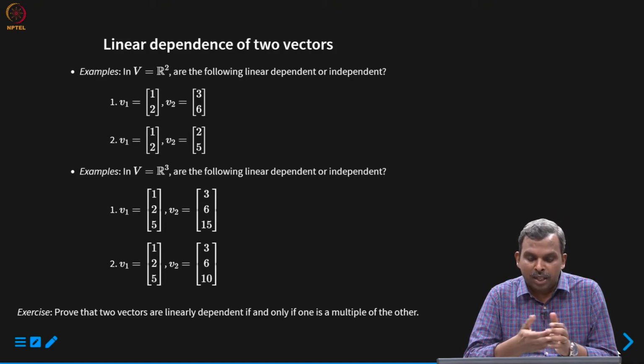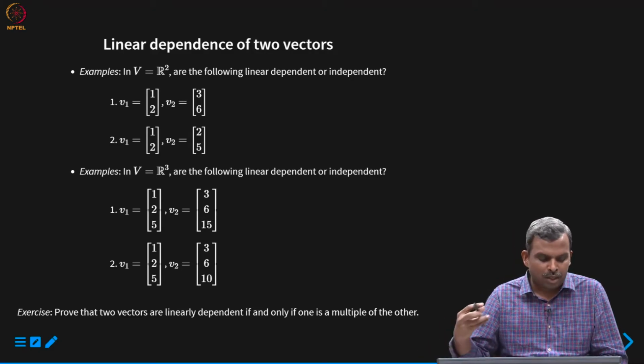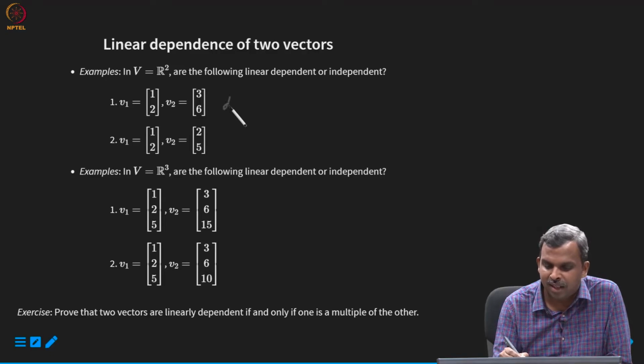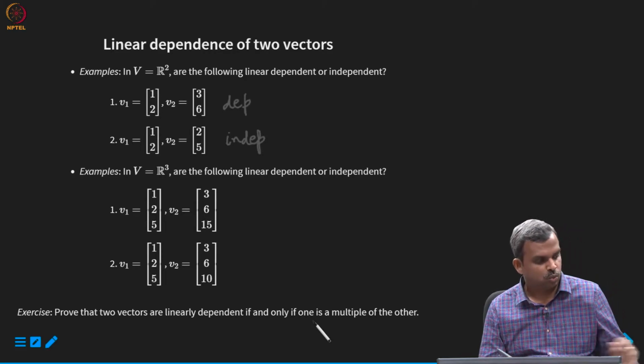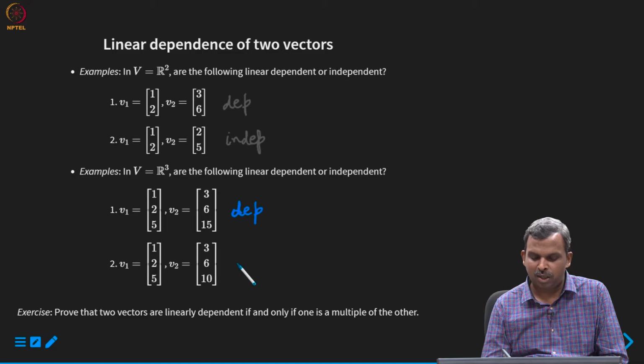So here are two examples I've given here in R2. You can see very easily, without too much thinking, you can quickly say these are linearly dependent, these are linearly independent. It's not too difficult to guess. Likewise here, you stare at it for a while, you see that this is linearly dependent. You stare at this for a while, you know that this is linearly independent.